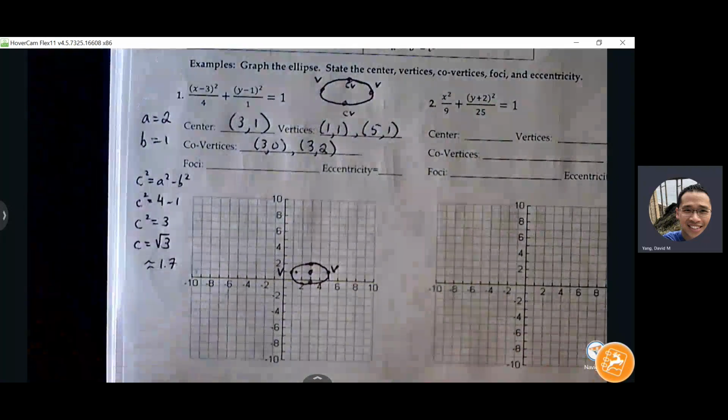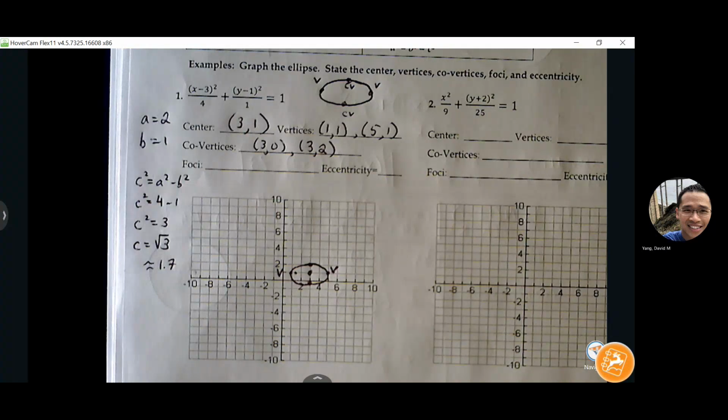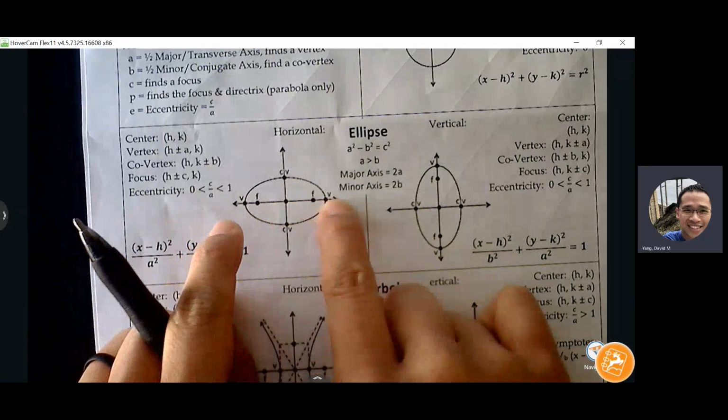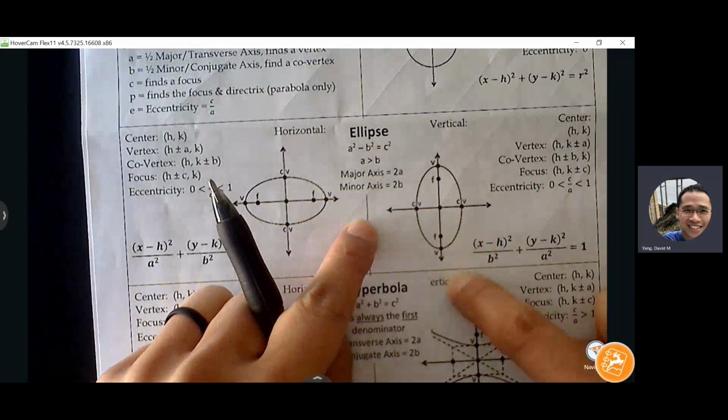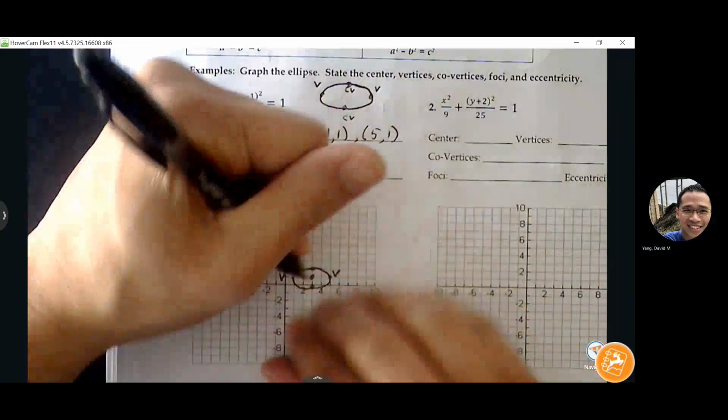Oh, and your focal points are always along the same line as the vertex. Whichever direction you move to get to your vertex is also the direction you're going to move to your focus. So your vertex, foci, and center are all lined up along the same line. Vertex, focus, center, all along the same line. Your focus is always along your major axis.